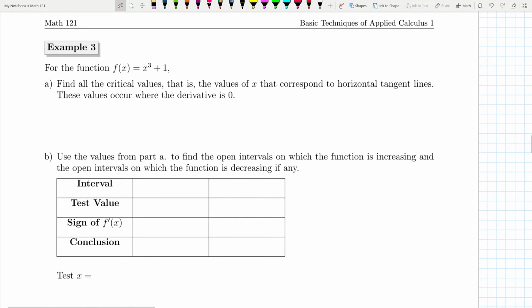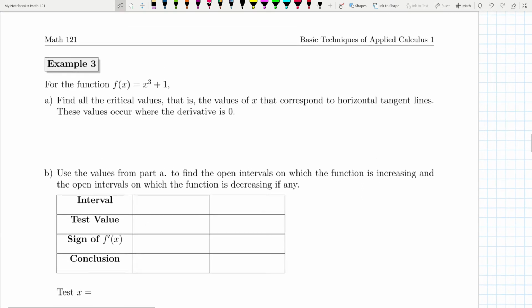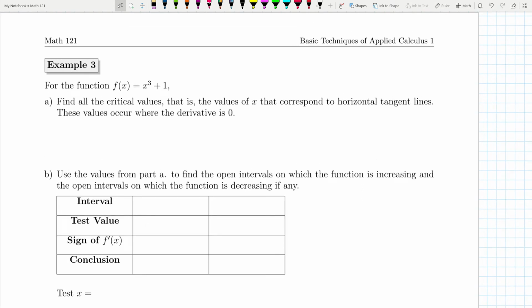So for the function f of x equals x cubed plus 1, let's do the same. Find the critical values that correspond to horizontal tangent or vertical tangent lines. Again, these come from setting the derivative equal to 0. So f prime of x is 3x squared, and from here, set the derivative 3x squared equal to 0, divide both sides by 3 to get x squared equals 0.